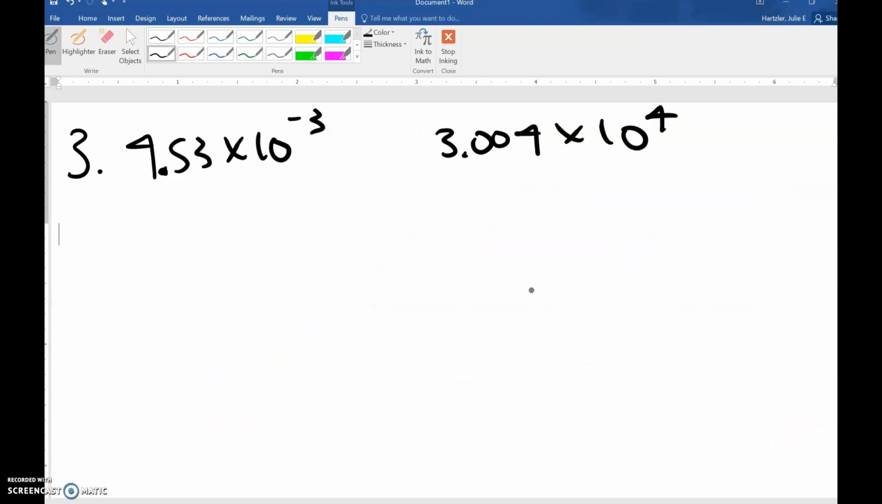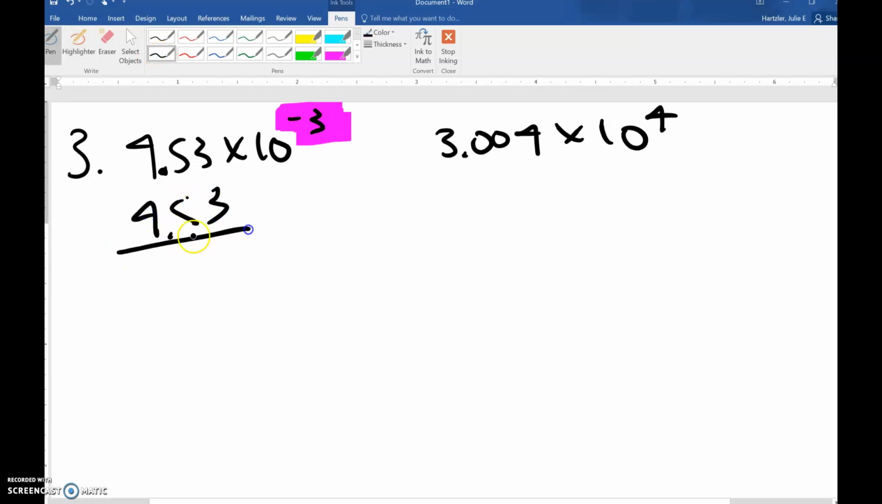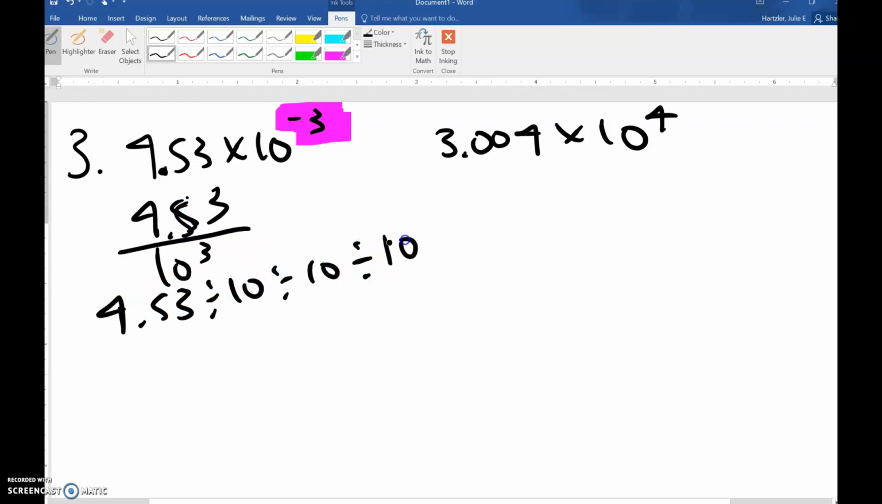Okay, so let's look at scientific notation here. And again, you don't want to memorize. You want to think about what this means. Negative exponents really mean to reciprocate. So what they really mean is that you have 10 to the third down here. So in a sense, negative exponents mean I'm dividing by 10. So I'm really taking this divided by 10 3 times. And that's what negative exponents mean.